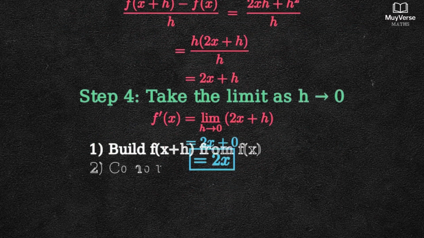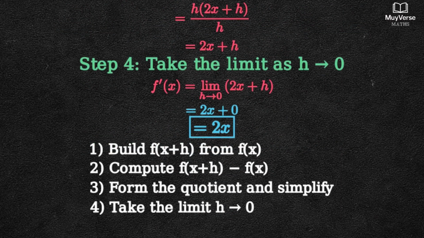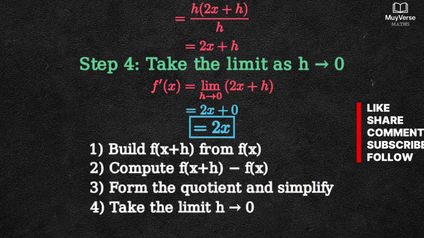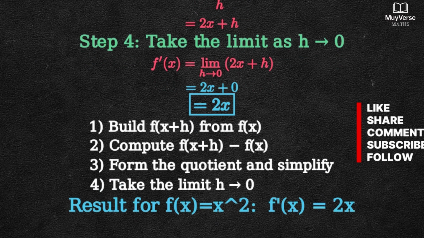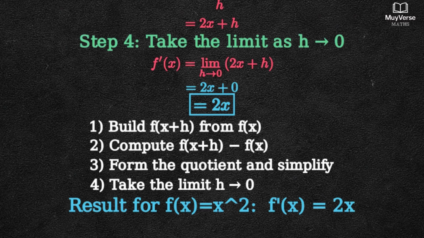Summary. Start with f of x and compute f of x plus h. Subtract to form f of x plus h minus f of x. Divide by h and simplify. Then take the limit as h approaches 0 to get the derivative. For our example, f of x equals x squared. The derivative is 2x. This completes our clear, step-by-step solution using the limit definition of the derivative.